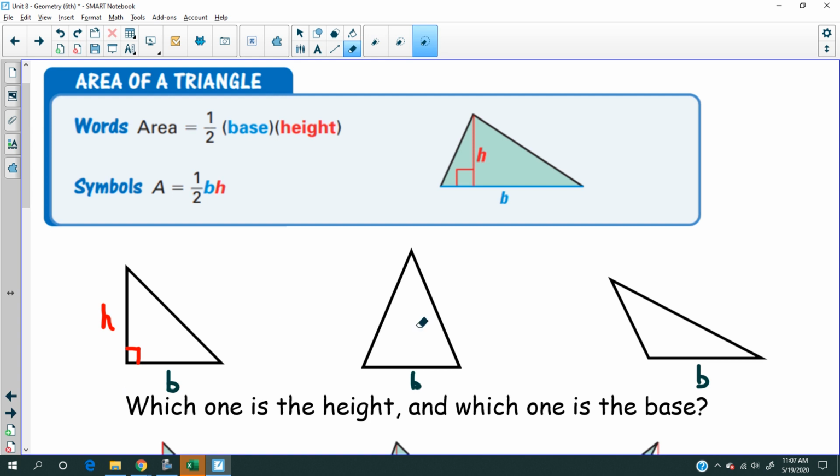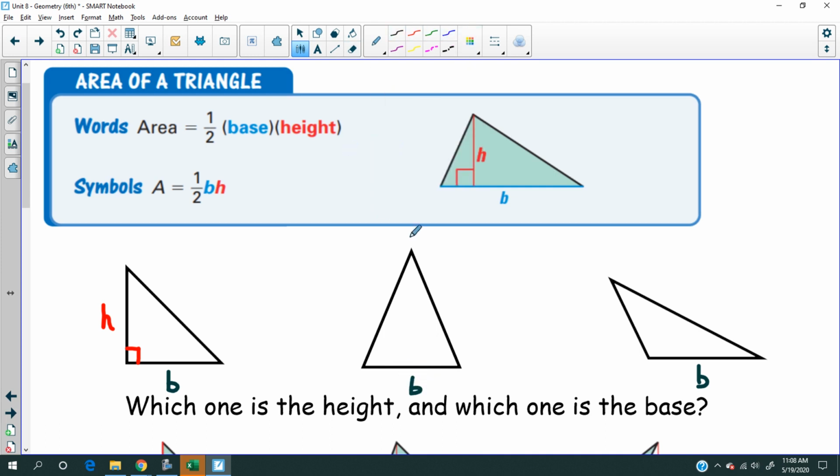Now, here clearly we have the base, right? Because it's right at the bottom. That's the base. Where would the height be? It's right here. Okay, wow, that's a terrible line. Okay, so that's the height. Why? Let me do it again.